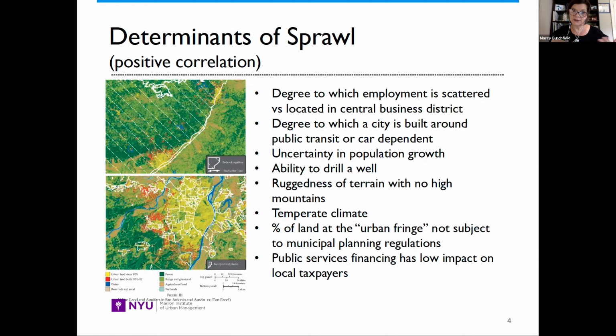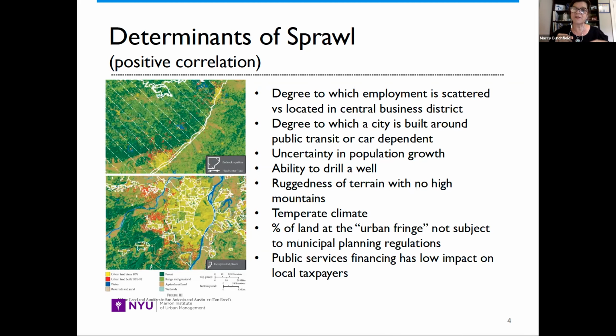And then lastly, the last two I'm going to talk about in the next study. It's really around the percentage of land at the urban fringe that is subject to municipal planning regulations. There are many areas in the United States in particular that are unincorporated municipalities, and so less regulation. That is where we saw a higher correlation with the sprawl index. And then lastly, areas where public services were basically subsidized and not felt by the local taxpayers in full. Those are areas where the sprawl index was positively correlated and higher.